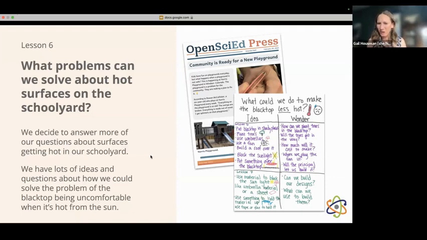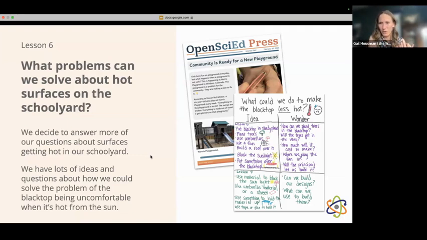We name engineering in this lesson, and the kiddos read a newspaper article, the picture of it is there, about a community that is getting ready for a new playground. Their playground has problems. Being too hot is not one of them. They are other problems. But the community identifies problems that they can solve through engineering. And we say, oh, we could do that too.